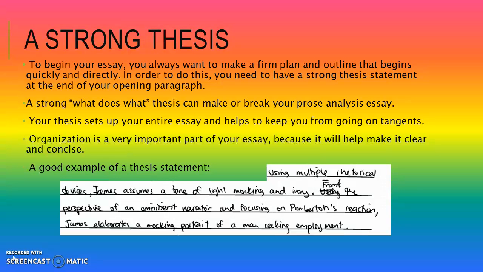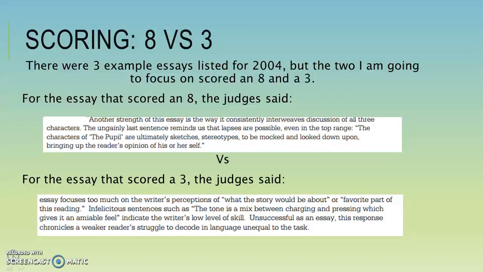It says, using multiple rhetorical devices, James assumes a tone of light, mocking irony. From the perspective of an omniscient narrator and focusing on Pemberton's reaction, James elaborates a mocking portrait of a man seeking employment.